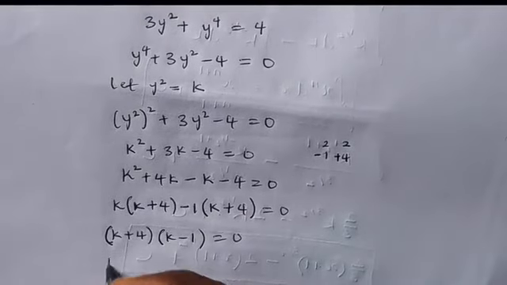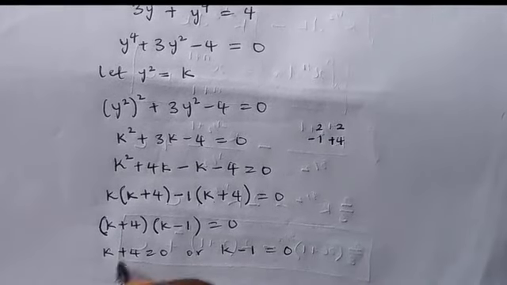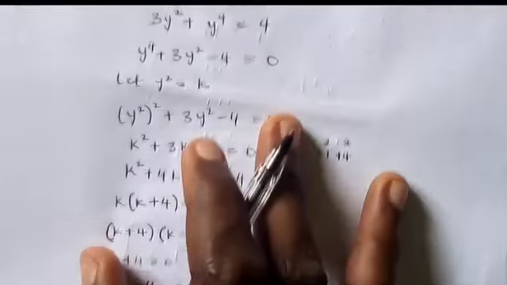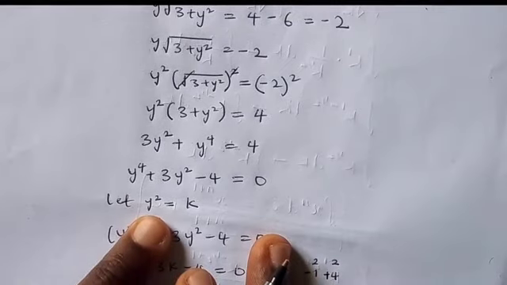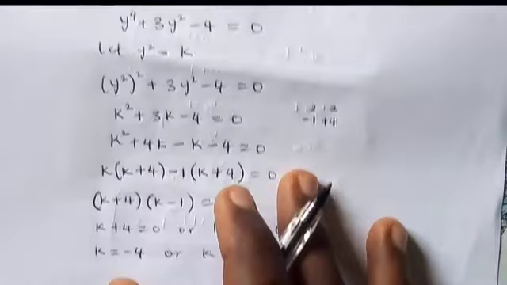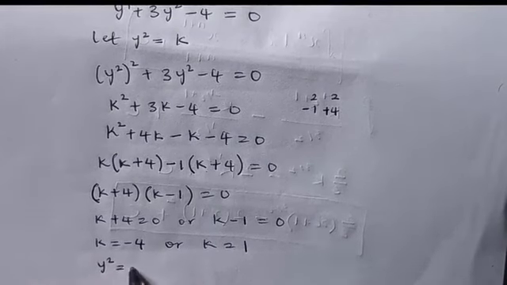This implies that k plus 4 equals 0 or k minus 1 equals 0. Then k will be equal to minus 4 here, or k will also be equal to 1. Now remember that our k is equal to y raised to power 2. Therefore, y raised to power 2 will be equal to minus 4, or y raised to power 2 will be equal to 1.